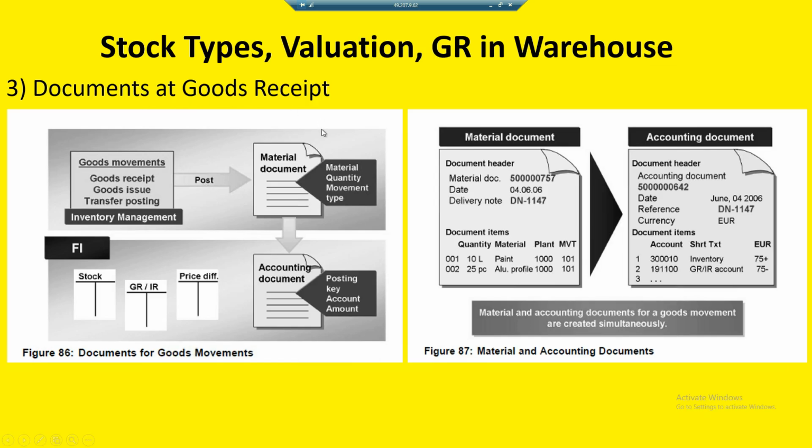Now what are the documents at goods receipt? When you post the goods receipt, two documents are generated. One is the material document, the second is the accounting document. If a material is valuated in the valuation area, that is plant PL01, an accounting document is generated. Let me show you that.